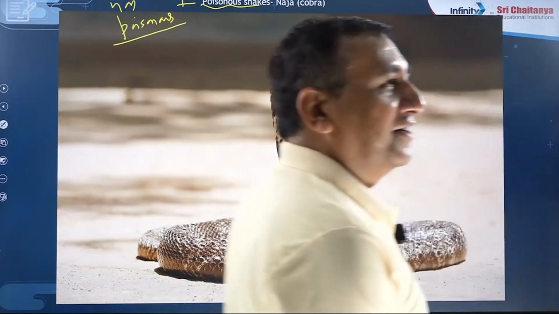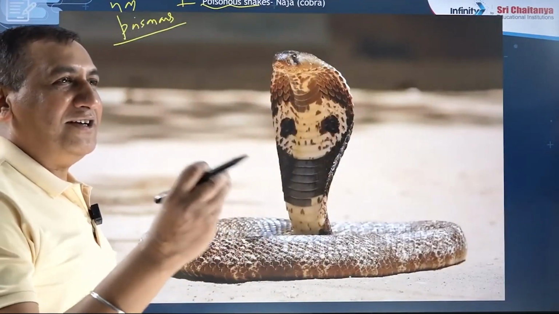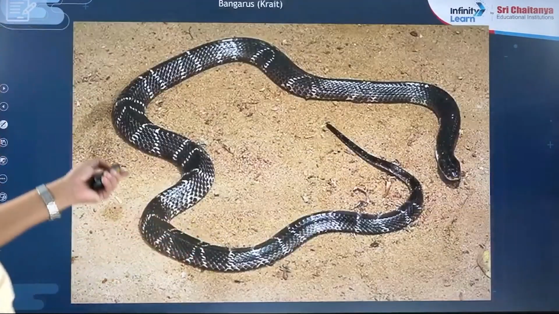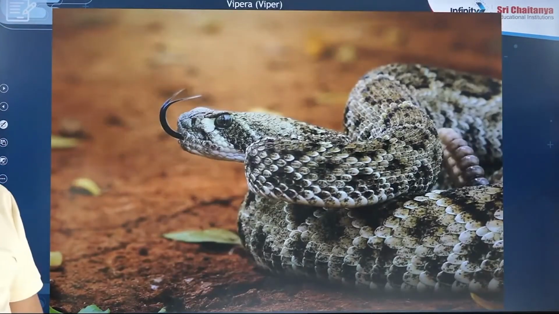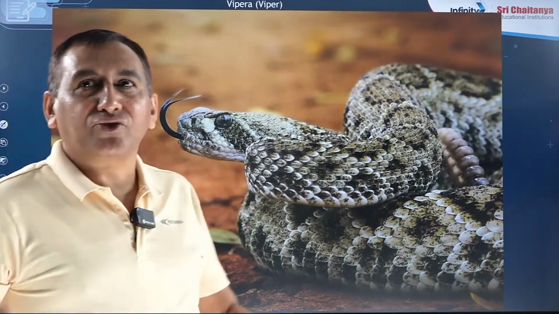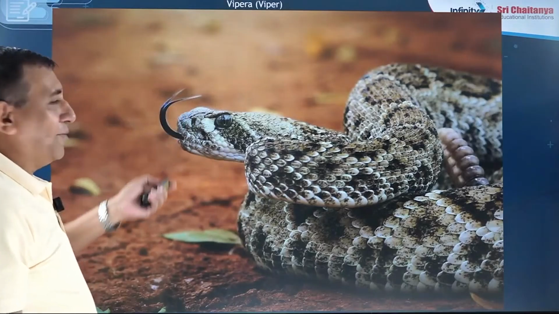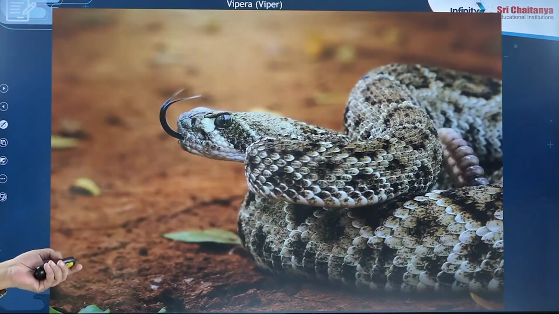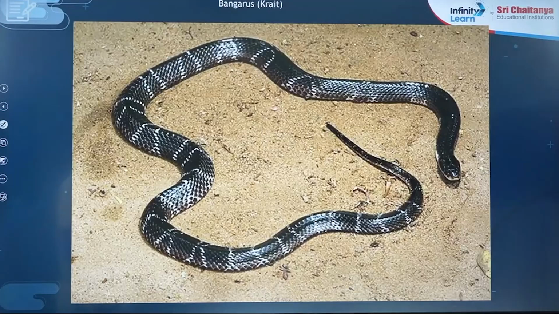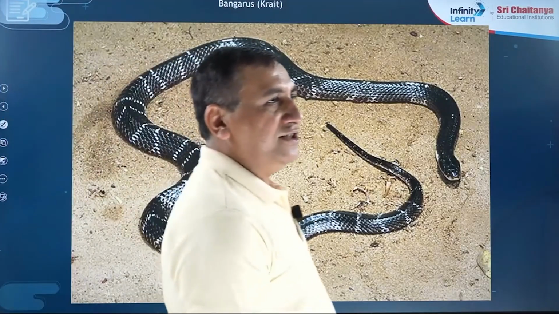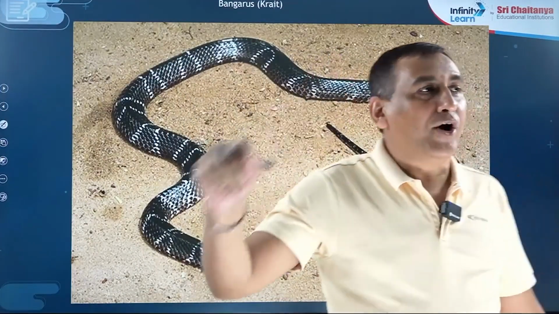Yogendra Mishra is very intelligent. Here is written the next example. Yes, Piper. See. Very good, Yogendra. You are showing your interest in the class, so that is very good. That is the Piper. It is also very dangerous. Okay. One more. Krait. Bungarus. So these are the three examples of poisonous snakes.